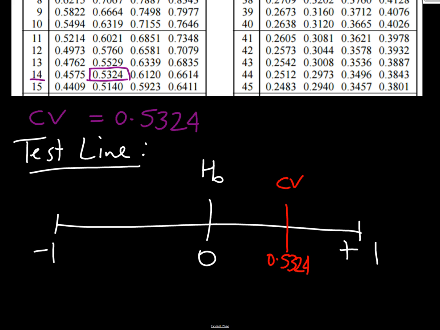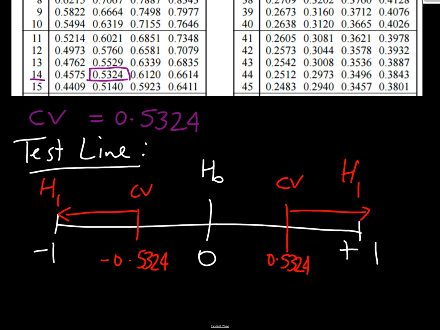So our critical region on that side is going up to +1, so that's H1. And we've got a second critical region here, which is minus 0.5324. That's our second critical value, and so we've got a second critical region that goes all the way out to -1. So there's our H1.